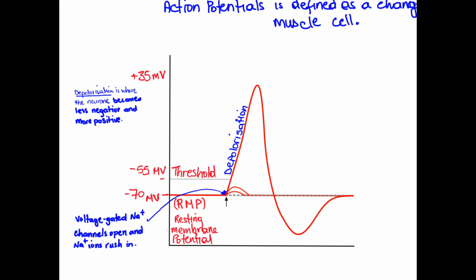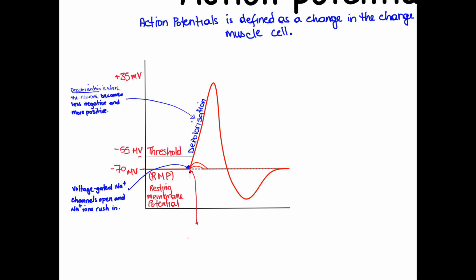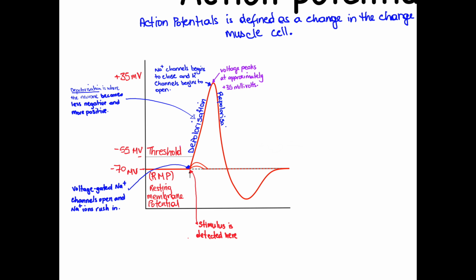Once a stimulus has been detected, you have a process called depolarization taking place. That's where the voltage-gated sodium ion channels open and sodium ions rush in. Depolarization is where the neuron becomes less negative and more positive. Then, once it gets to the peak, sodium ion channels will begin to close and potassium ion channels will begin to open. So once again, it generally peaks at around 35 millivolts.